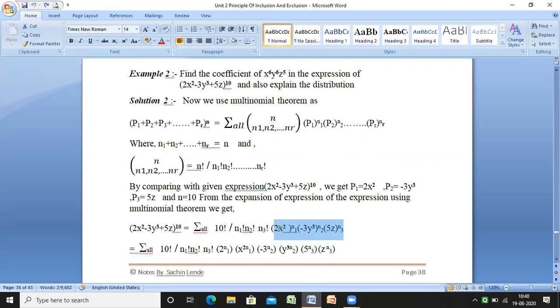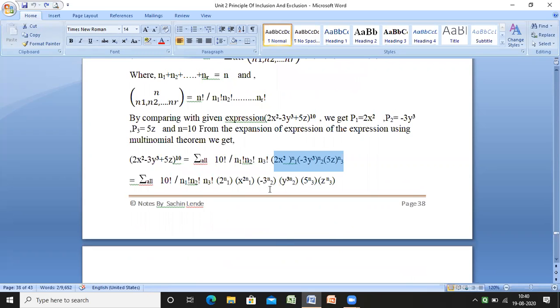Now, the next step: we bifurcated this 2x square in a different way. 2x square means 2 into x square. In this case, we get 2x square to the power n1. That means 2 to the power n1 as well as x square to the power n1. So we just mentioned that in a different way: 2 to the power n1 into x to the power 2n1, which is very much similar to this one.